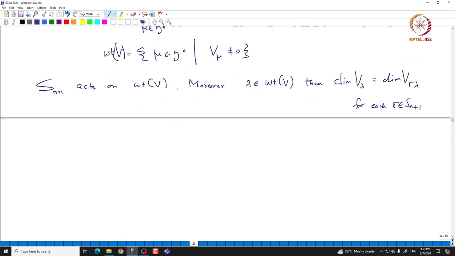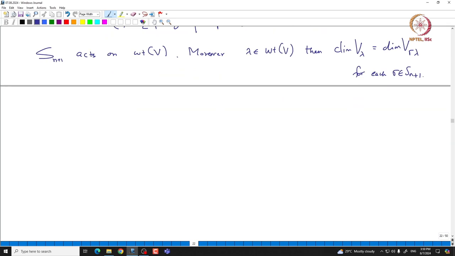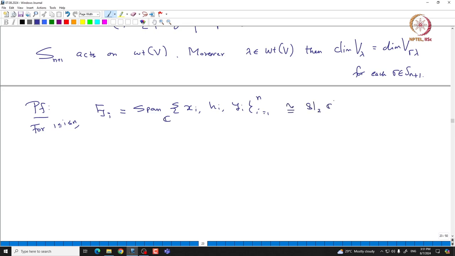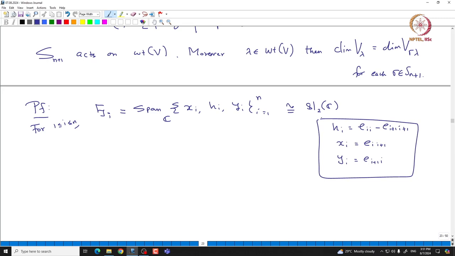So, let us prove this. For this, we need to invoke the SL_2 representation theory again. Let us recall what this SL_2 copy is for each i. For i from 1 to n, we have S_i, which is the span of X_i, H_i and Y_i. This is indeed isomorphic to SL_2(C). Recall that H_i is E_ii minus E_{i+1,i+1}, X_i is E_{i,i+1} and Y_i is E_{i+1,i}. These are the Chevalley generators.